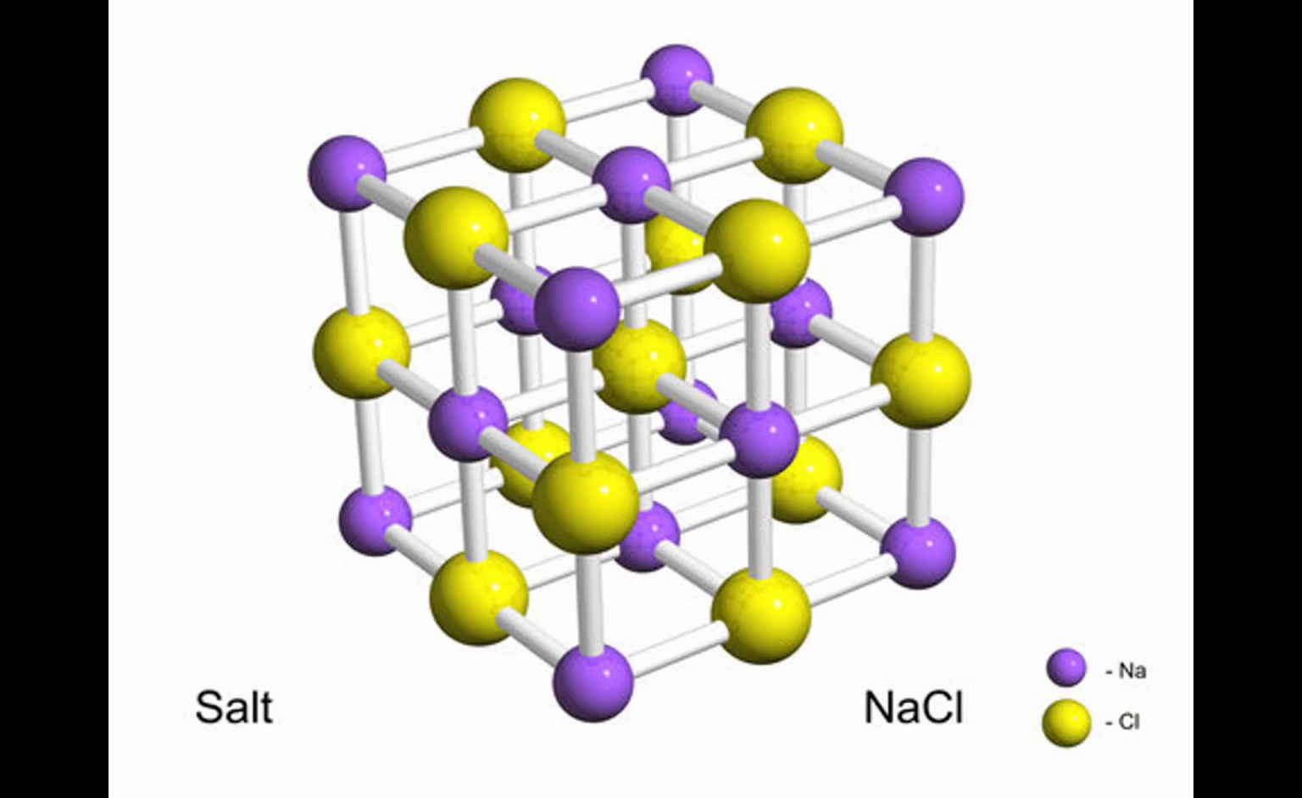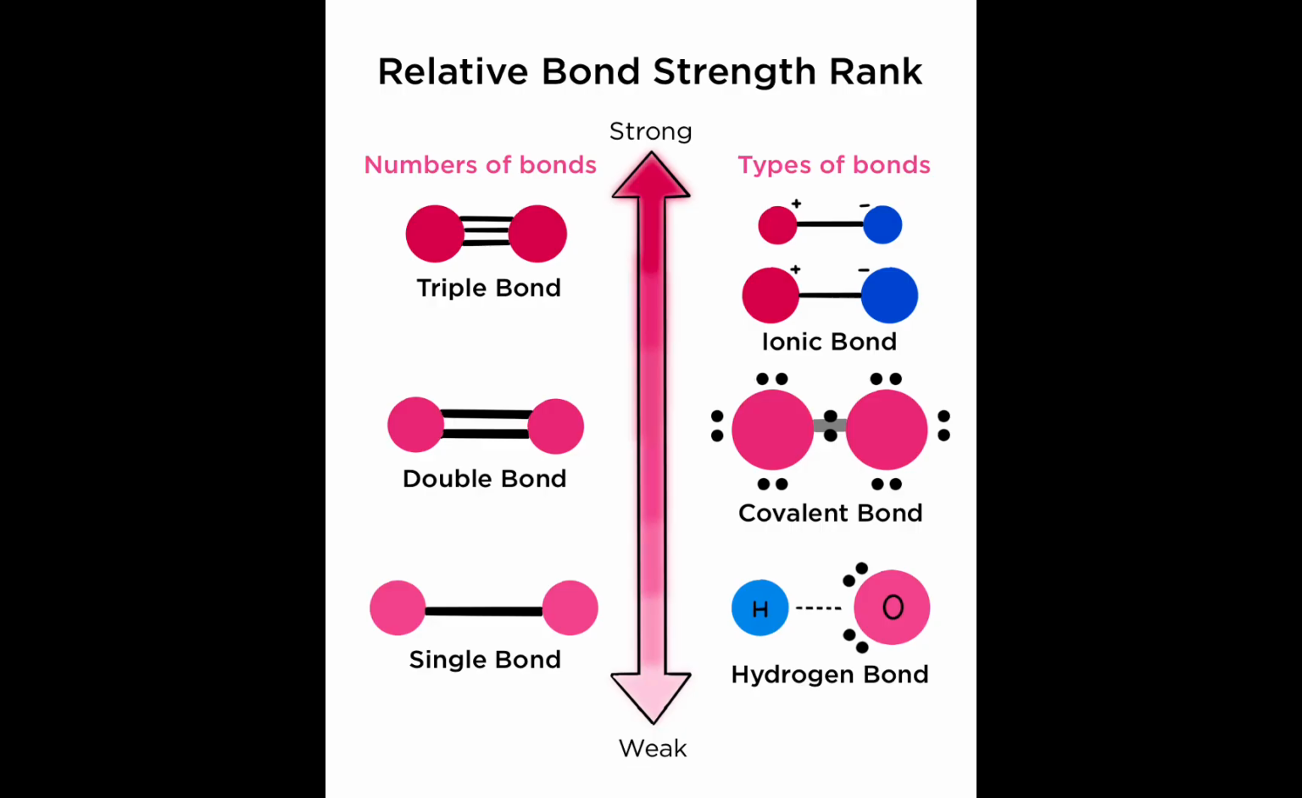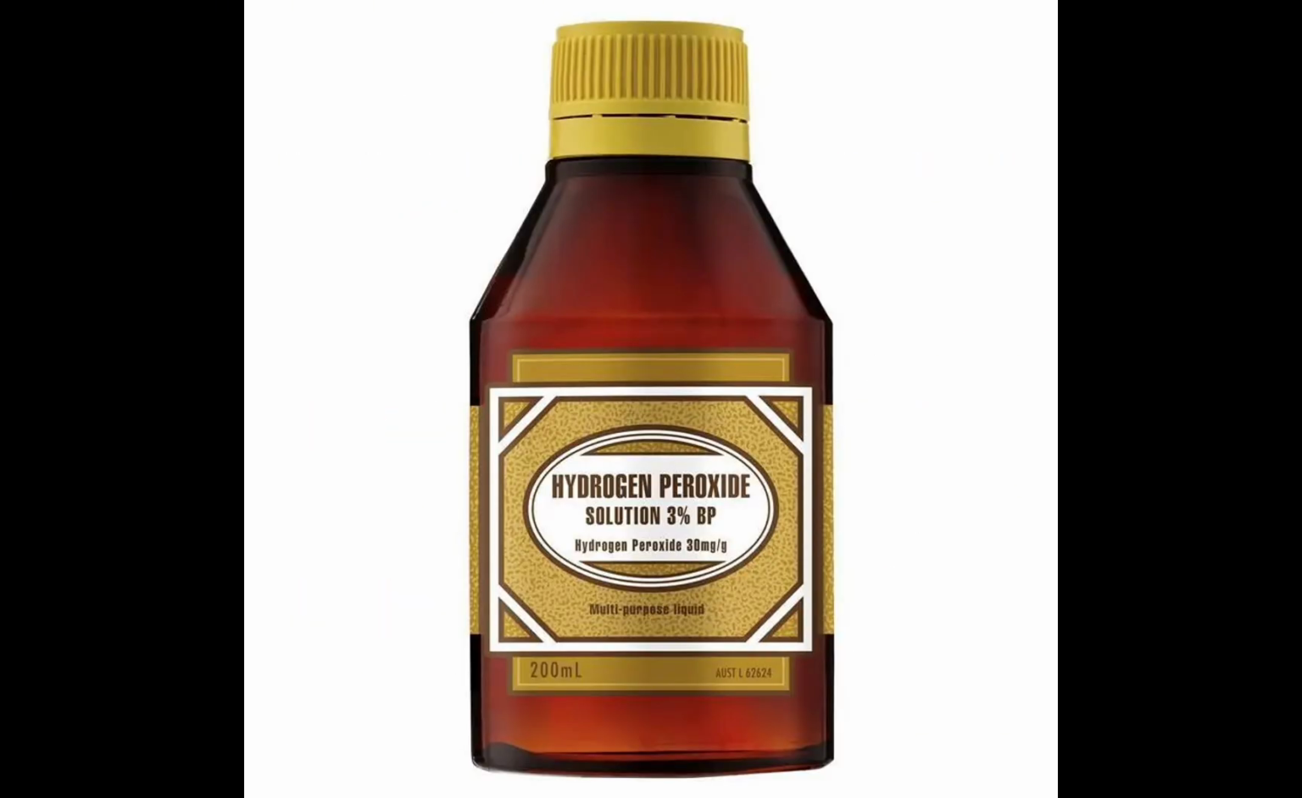Strong bond, tight grip, hard to break. Weak bond, loose grip, easy to break. Hydrogen peroxide has weak bonds. It breaks down easily and reacts fast. That's why it fizzes when you put it on a cut. Let's dive further into the main types of bonds in molecules.